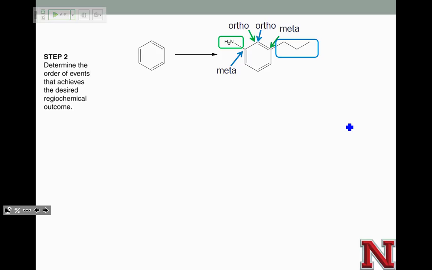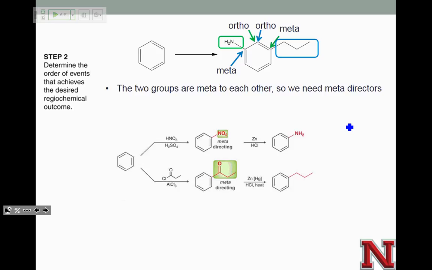So notice our NH2 is meta to our R group. And both of those, in the form that they are now, are ortho-para directing. So we're going to be doing the reduction after we add the second group. Therefore, we get the meta directing. So here are our two routes.